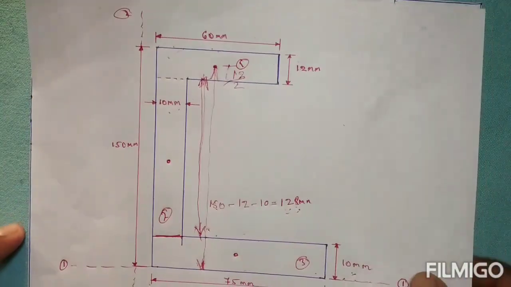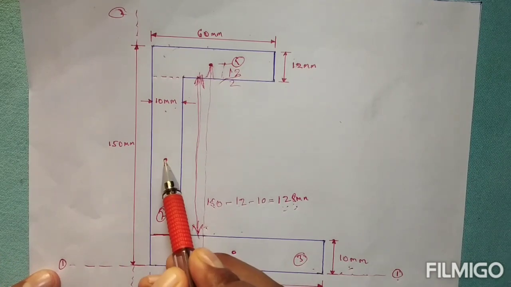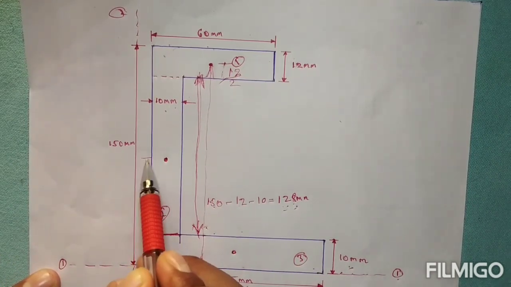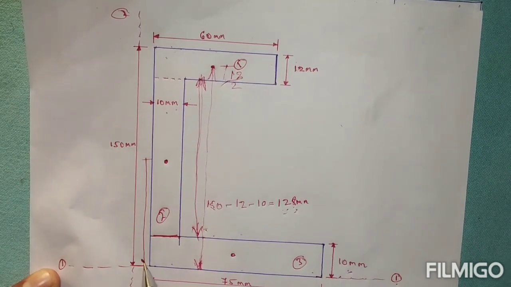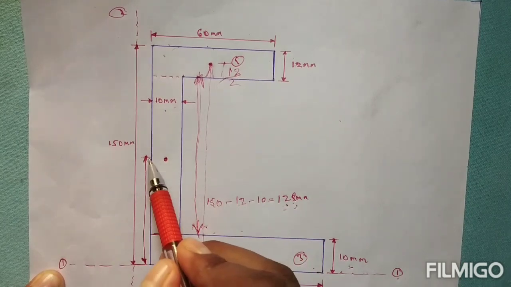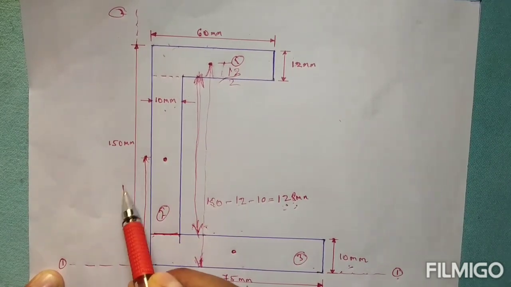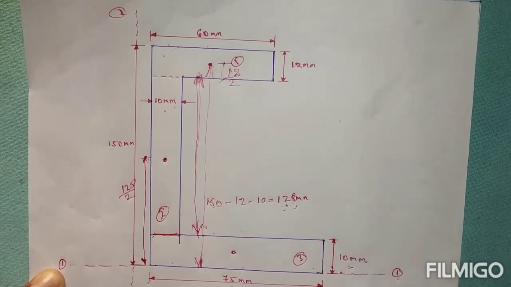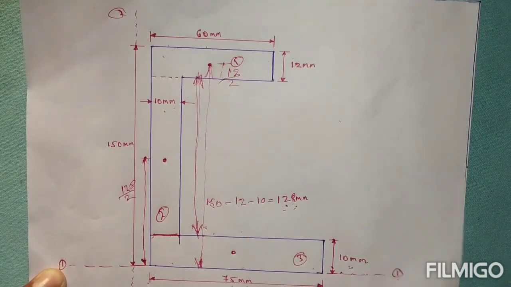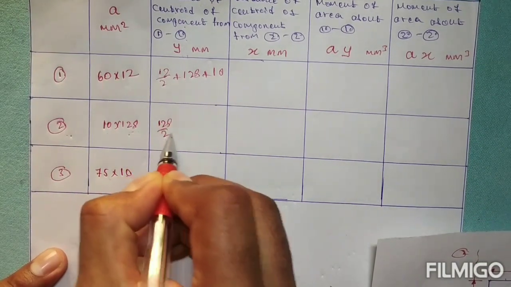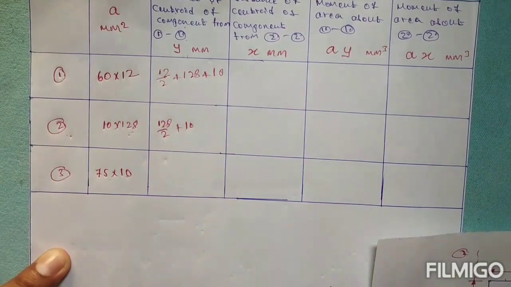So for the second component, the CG of the second component to our reference axis 1 1, we need the distance from here to here. For that, from here to here that will be 128 by 2, then plus 10 mm. So that should be 128 by 2 plus 10.